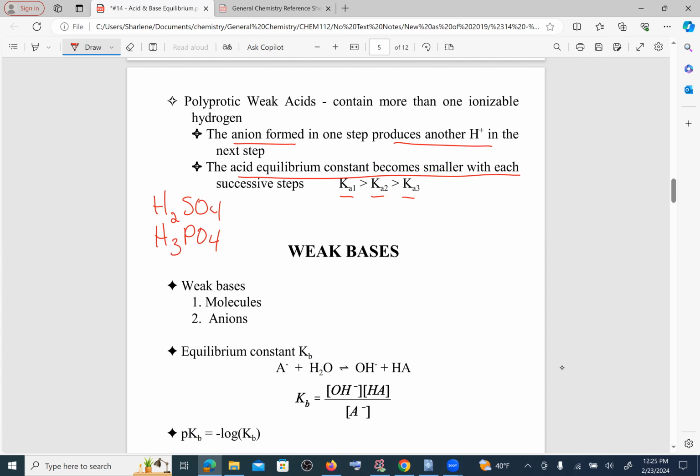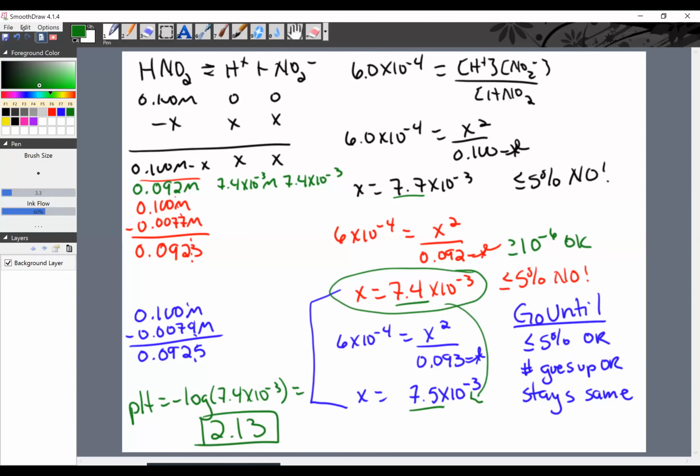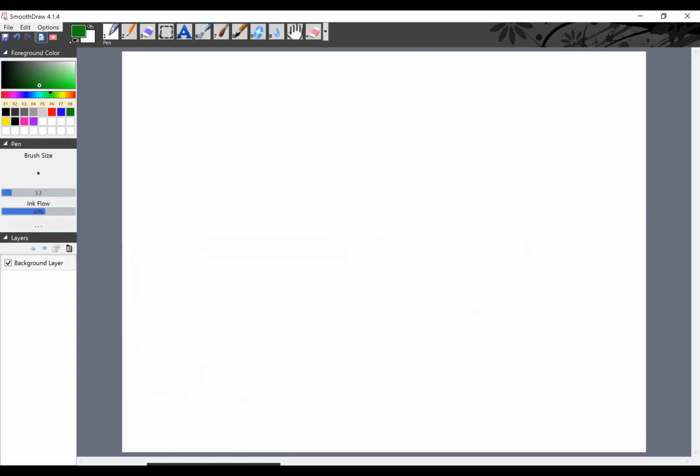I'm going to jump over to the whiteboard. All right, polyprotics. We're going to do sulfuric acid. All right, so can you come up with the ionization equation for sulfuric acid? Why, sure. H2SO4.